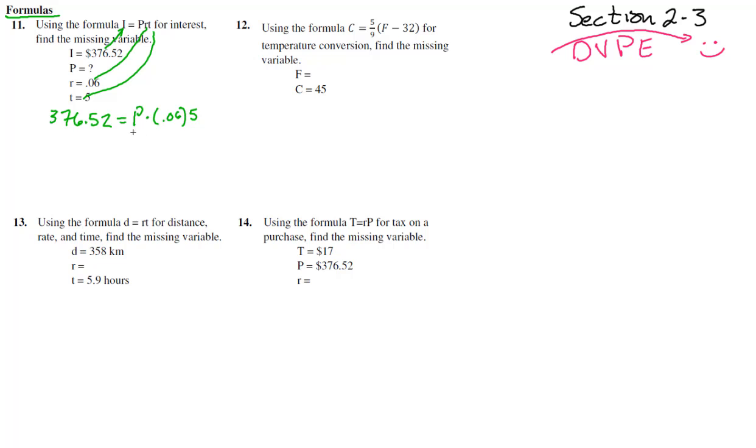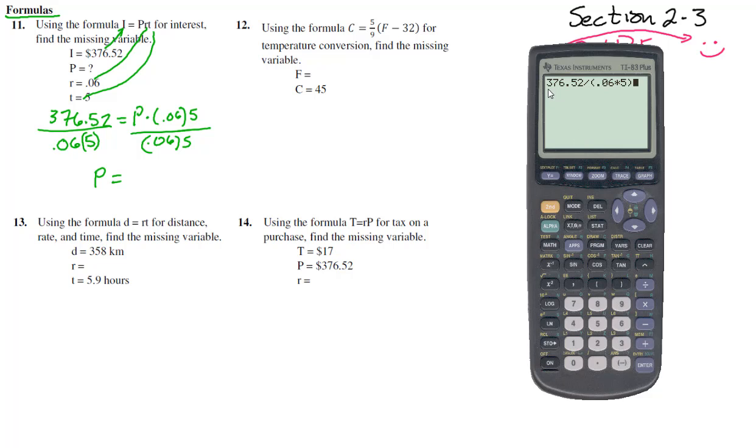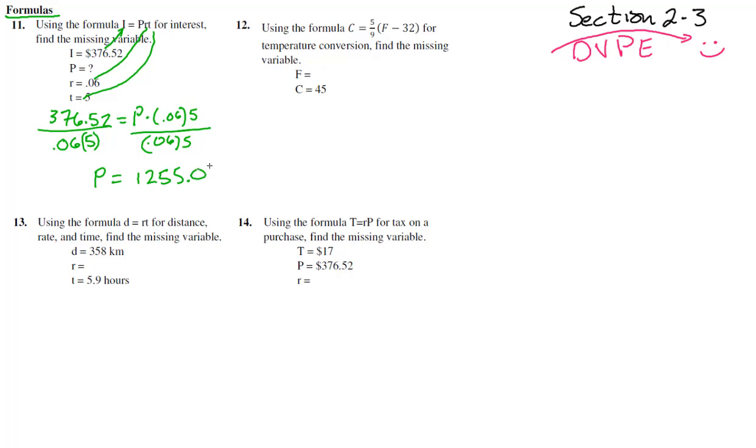And it's multiplied, so we divide by 0.06 times 5. 0.06 times 5 over 0.06 times 5, and that gives us P equals, we plug that into our handy dandy calculator. We have 376.52 divided by, and you've got to make sure this is in parentheses, because if we don't, then it will divide by 0.06 and then times the whole answer by 5, and that would be bad. And we get 1255.0666, so rounding to the nearest penny, that's 1255.07. Good. And this is dollars and cents.